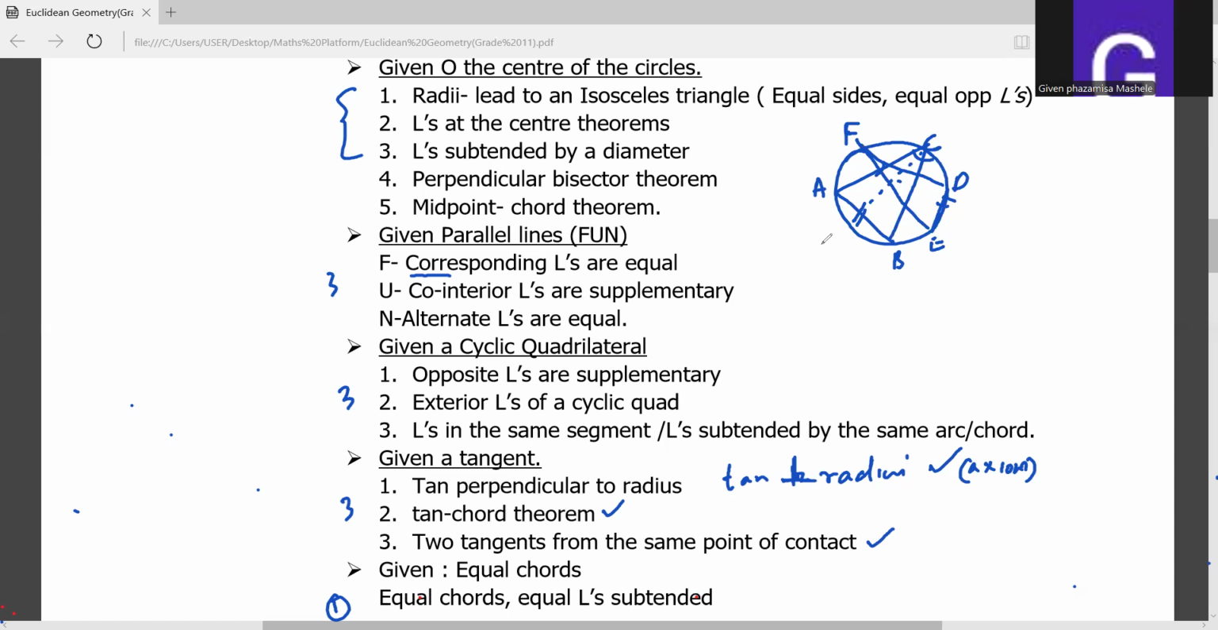Also it can be chords or it can be arcs, because if arcs are equal, even the chords must be equal. So it can be equal chords or equal arcs. There's no problem with that. I believe, guys, you are following.